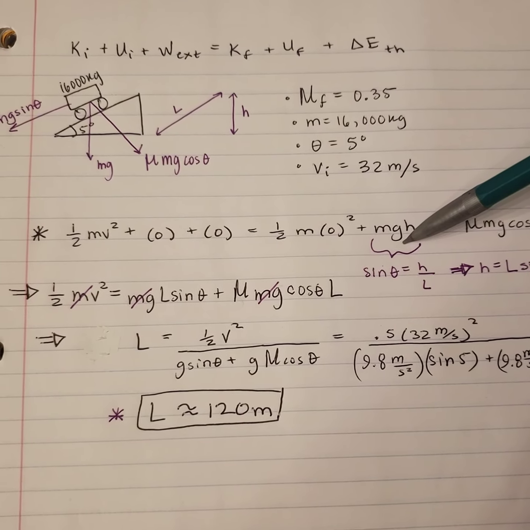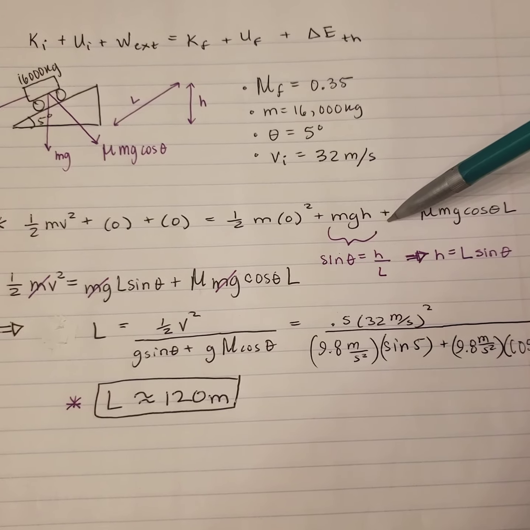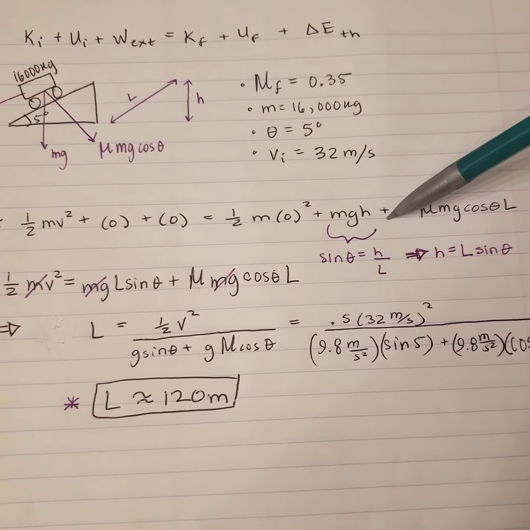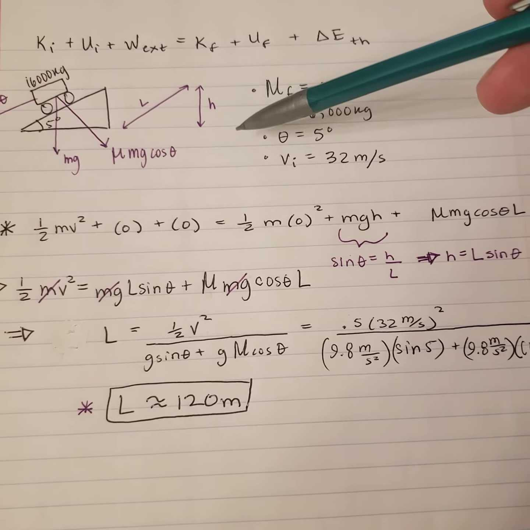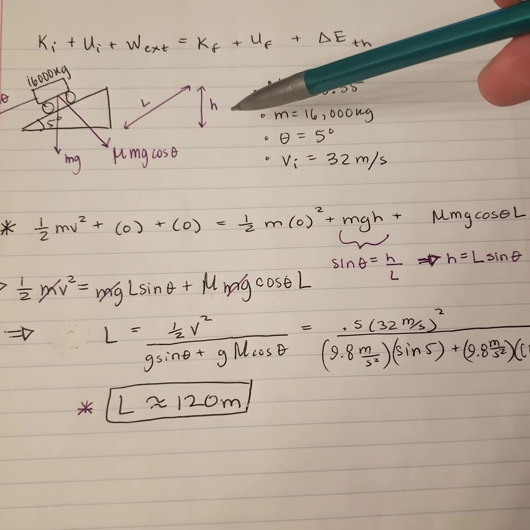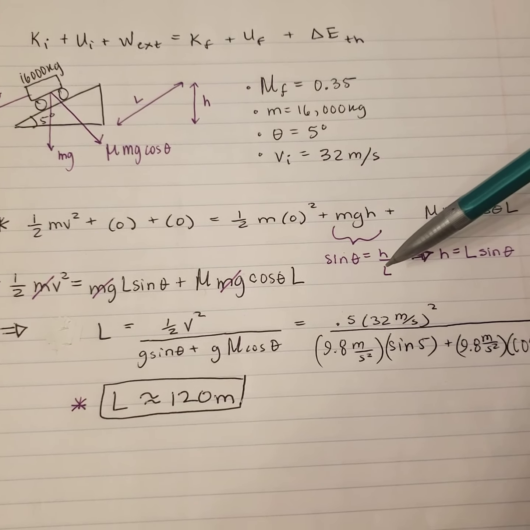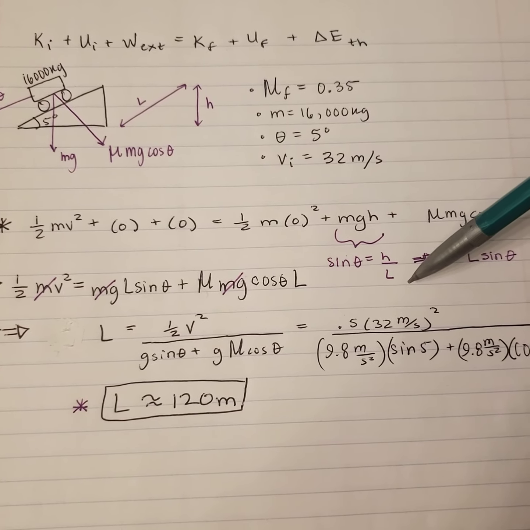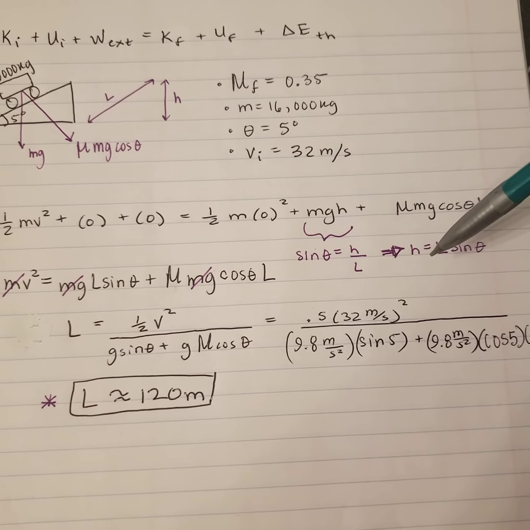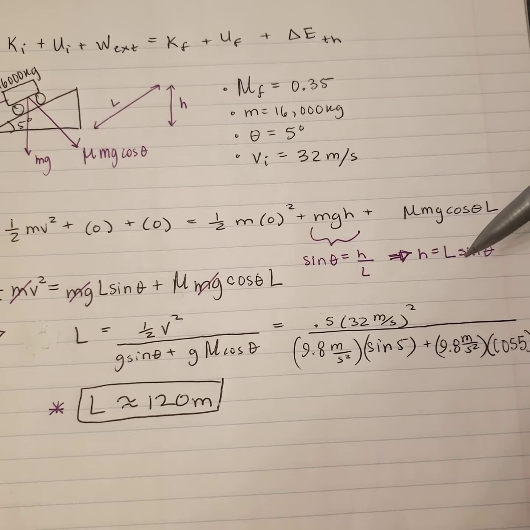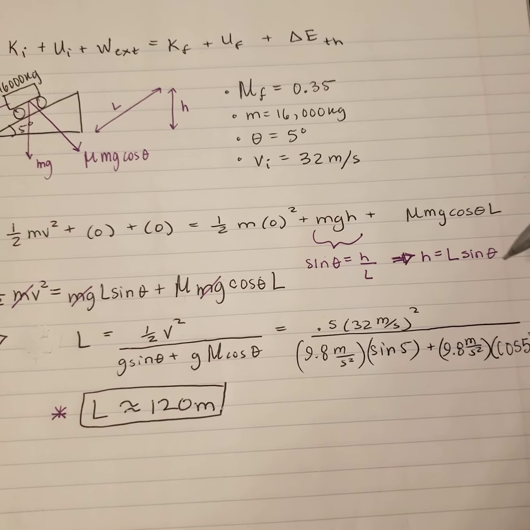Next, the final potential energy will be mgh, and we know sine theta of the incline is equal to opposite over hypotenuse. So in this case sine theta will be equal to the height of the incline over the length of the ramp. And this will give us height is equal to the length of the ramp times sine of theta, and we're going to need that to solve for the length of the ramp.